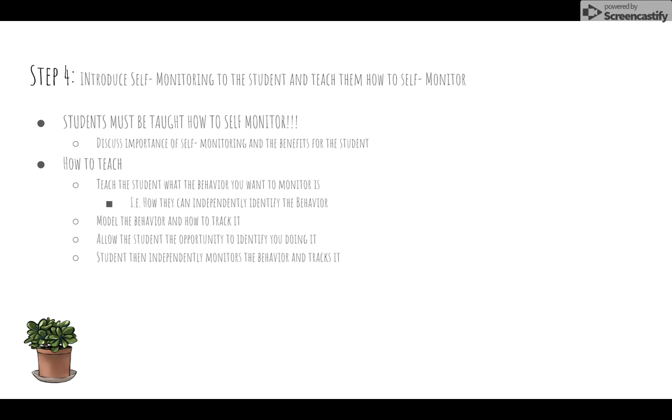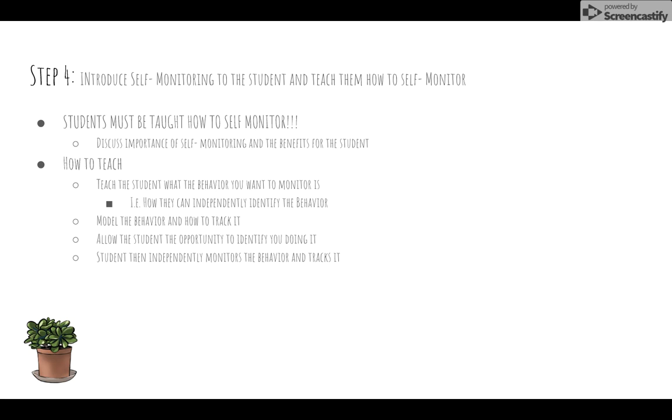So how you teach them is you show them the behavior, what it is, so they can independently identify the behavior. You teach them, like, when you look away, this is what we're looking for. And then you model how to track it. So you demonstrate the behavior, and then you track it yourself. After a few times of that, you let the student tell when you're doing the off-task behavior, and then they monitor it. Then they independently monitor and track their own behavior with heavy, heavy supervision and prompting.